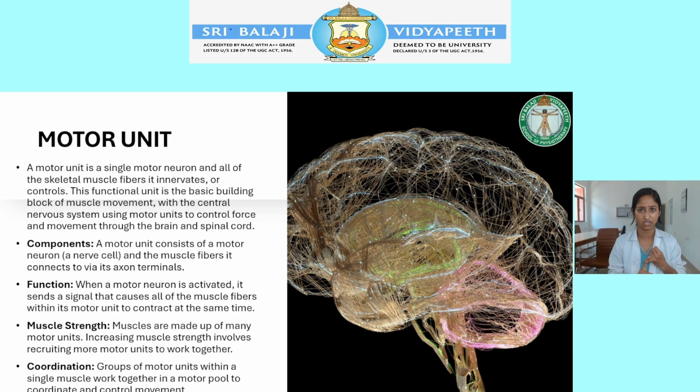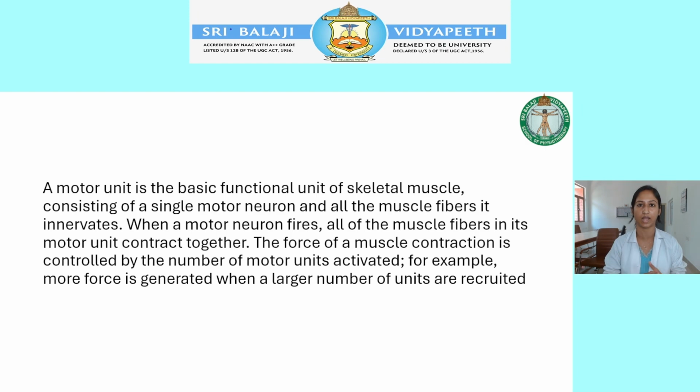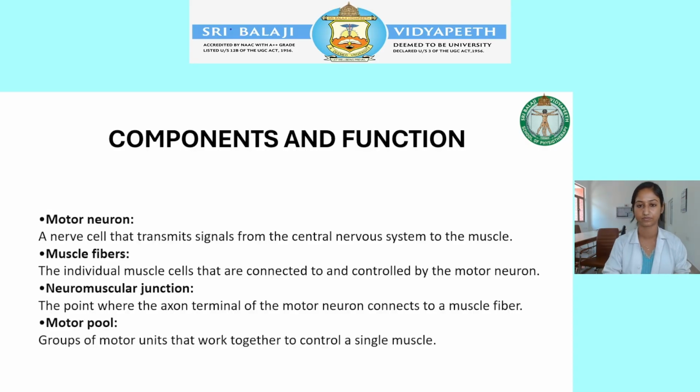So we have discussed the definition, components, function and muscle strength. In the motor unit, the force of a muscle contraction is controlled by the number of motor units activated. I will give you an example. If you recruit a large number of motor units, you generate more force. If you recruit only a small number of motor units, you create less force. So the motor unit is how you control force and movement with the help of the central nervous system. So what are the components in this motor unit?